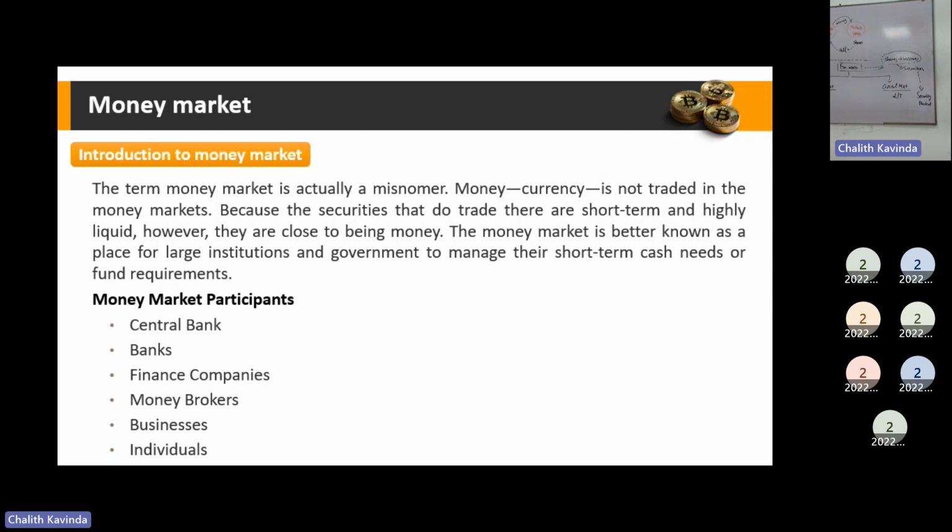Okay, so we have one central bank, nearly 30 banks, and finance companies. How many finance companies are there in Sri Lanka? Around 38 to 40. Sometimes it may change due to not submitting the quarterly report. Nearly 38 to 40. Then businesses, companies, and individuals. So these are the participants of money markets.